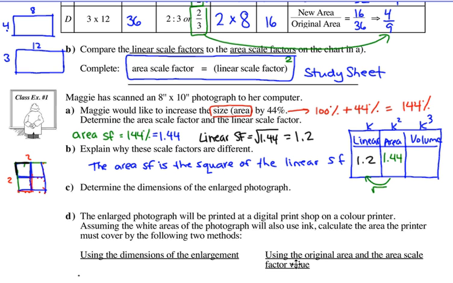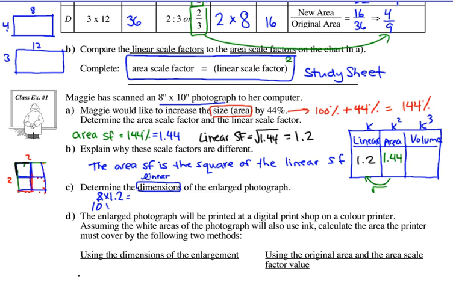Okay, so determine the dimensions. So dimensions are always talking about a linear measurement. If you see the word dimensions of the enlarged photograph, then we want to change the 8 and change the 10, the 8 by 10 photograph. And if we're dealing with dimensions, that's a linear measurement, so we're going to multiply each one by my 1.2, my linear scale factor. Because linear measurement, you're going to use a linear scale factor. If you're dealing with an area measurement, area scale factor.